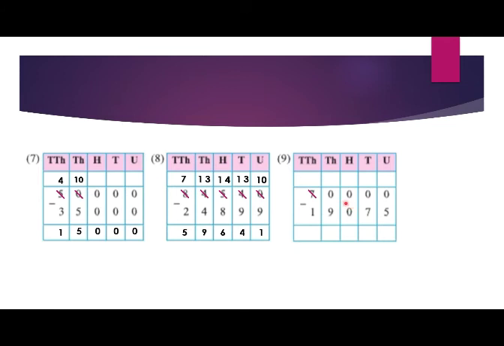Even 100 said I have nothing. He asked his 1000. Again 1000 said no, even I don't have. So this 10,000 said yes, I do have, I can help you out. And he gave it to his immediate neighbor, that is 1000.